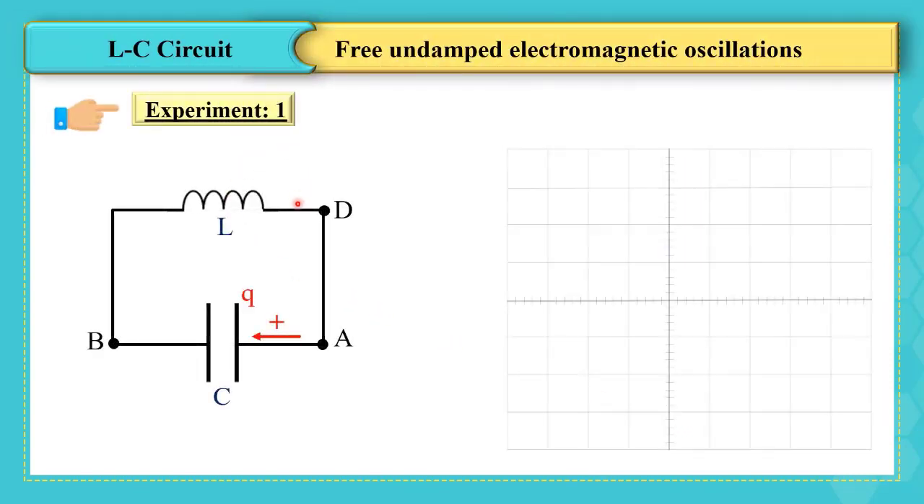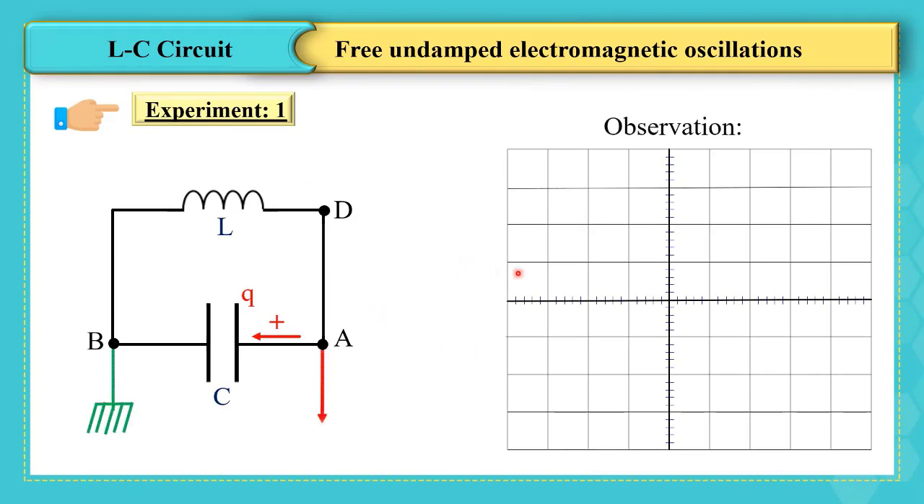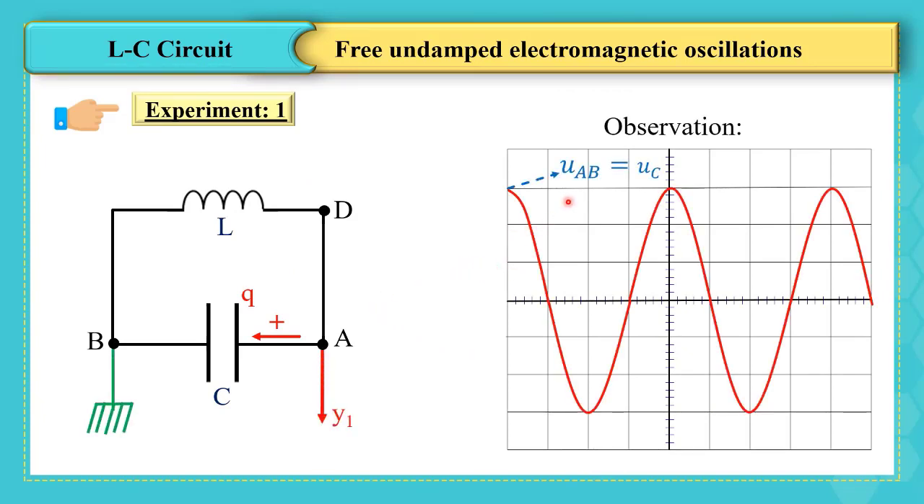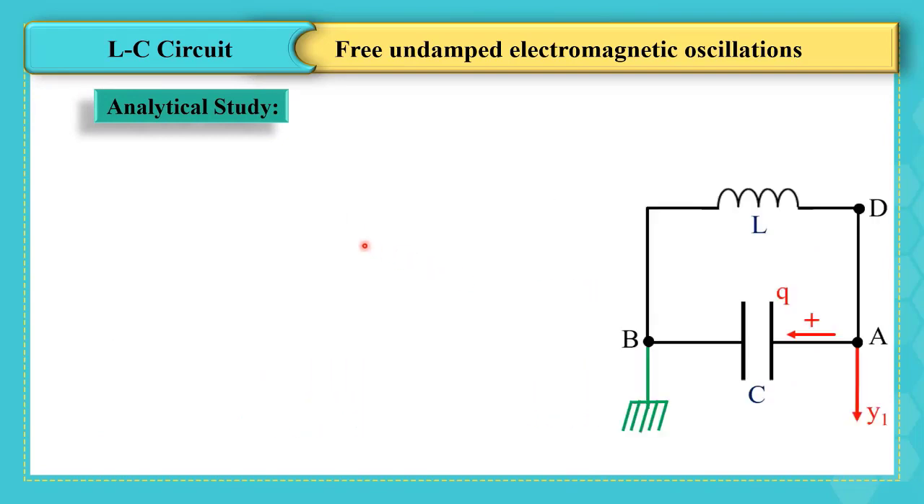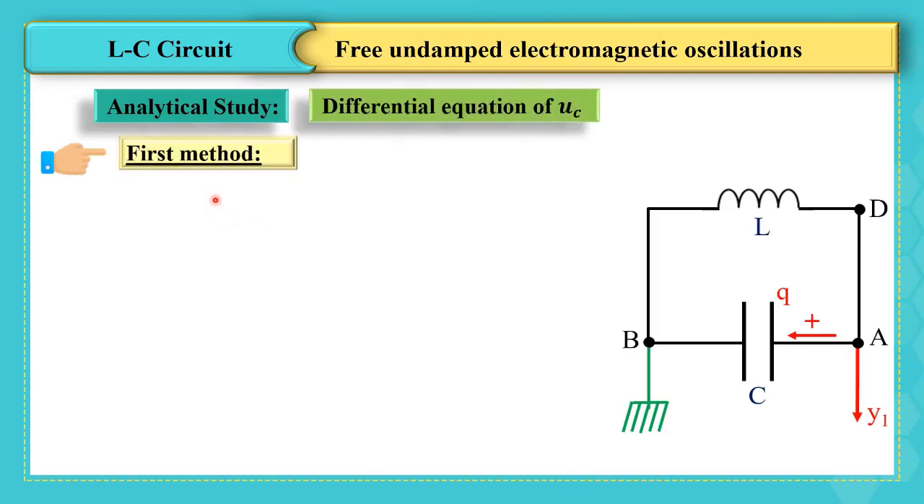As we saw in the first video, the shape of the voltage UC across the capacitor during the electromagnetic oscillation has a sinusoidal form. Now, in order to prove this analytically, we will determine the differential equation and its solution. This differential equation can be obtained using two methods. The first one by deriving the expression of electromagnetic energy.